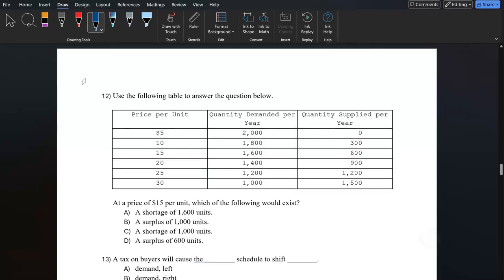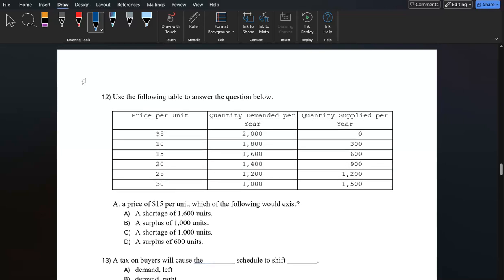Moving on to the next question, question 12. A price of $15 per unit, which of the following would exist? Price is 15, quantity demanded is 1600, quantity supplied is just 600. So we have quantity demanded is greater than quantity supplied. There is a shortage of 1000 units, 1600 minus 600.